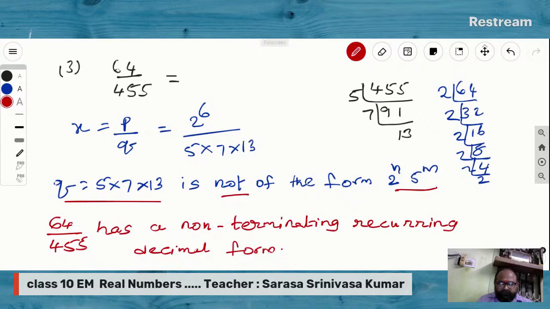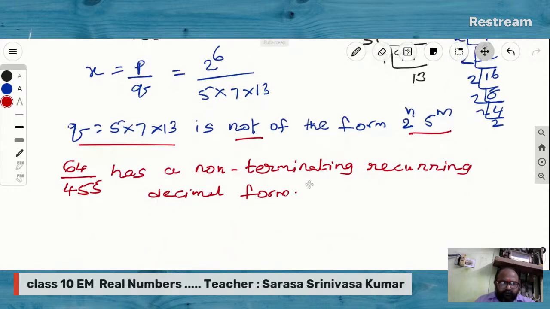So this is our conclusion. When the denominator q is not in the form of 2 power n, 5 power m, then we immediately conclude that it is a non-terminating recurring decimal form. Now we consider another problem.